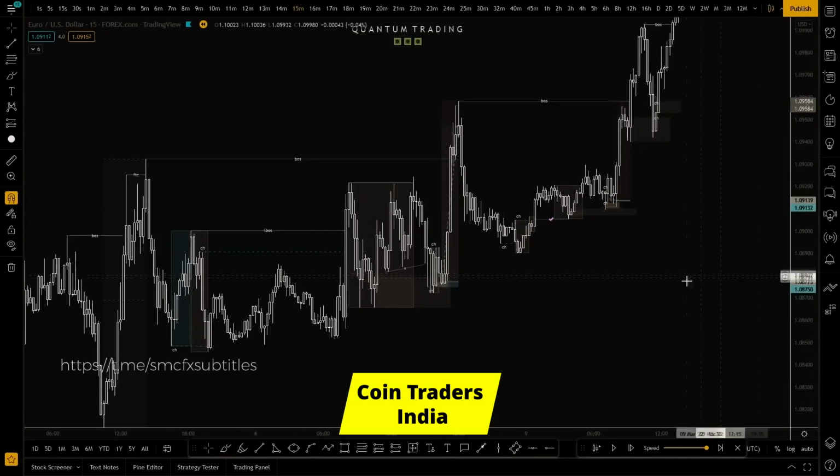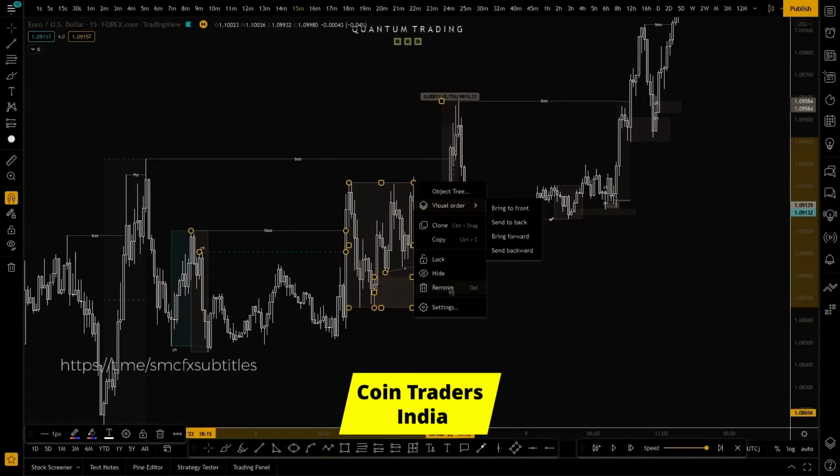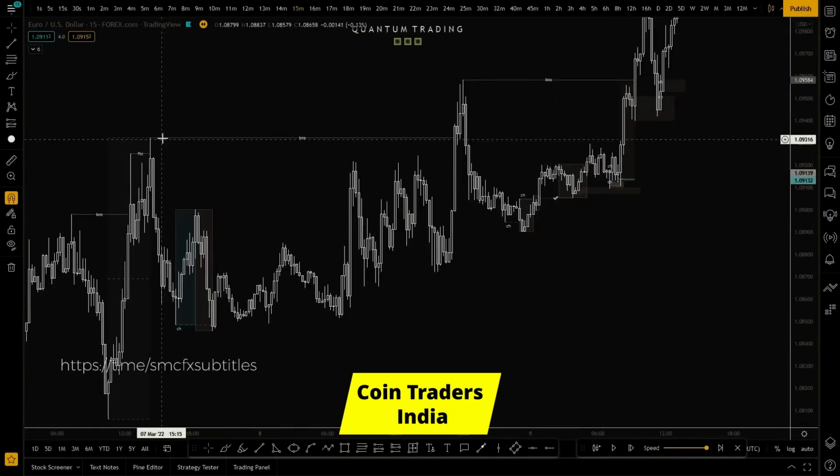And what can we see? We've had a mitigation. Once again, what we're going to do is just clean this up, just so we can make it a little bit cleaner. So we've had this breaker structure here now. We understand that the protected low was this point right here.